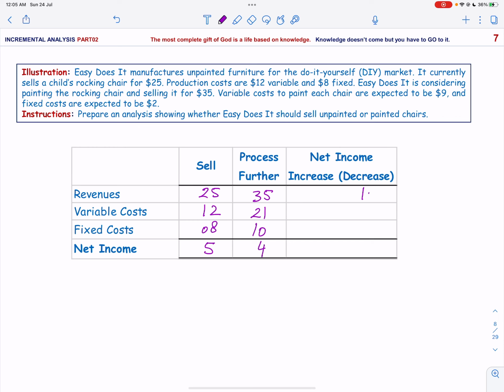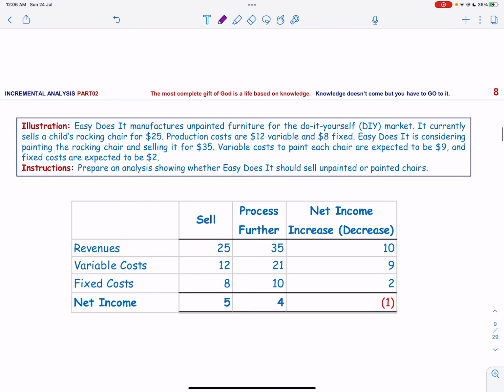Our revenue increases by 10, the variable cost increases by 9, the fixed cost increases by 2. So actually our net income decreases by 1. So the analysis indicates that the rocking chair should be sold unpainted because net income per chair will be $1 greater. Let us solve some exercises on sell or process further.